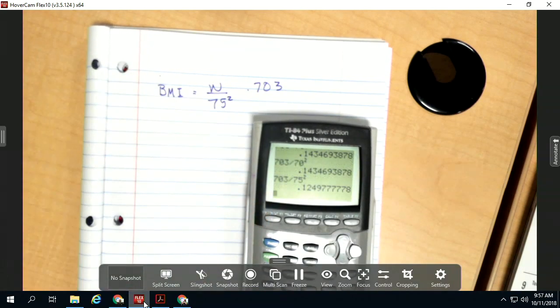Does it make sense that his BMI coefficient is smaller than Phil's, or whatever the guy was last lesson who was 5'10"? His coefficient is smaller because he's taller, so he can weigh more, right? Everybody agree with that? So, I'm sorry, I did steer you down the wrong path. You got the right answers now.